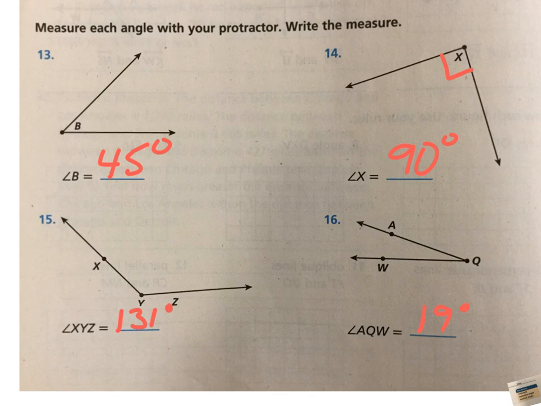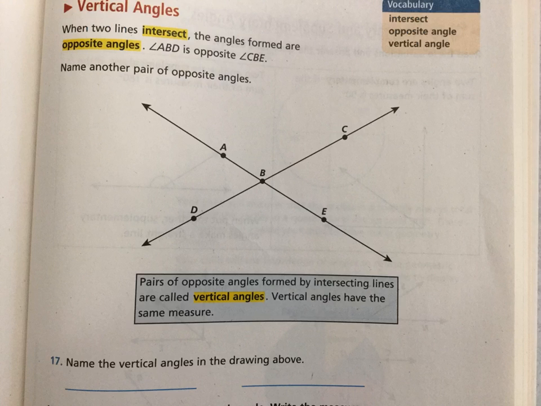But we're going to move on to learning about vertical angles. So turn to page 153. Okay, these two words here are virtually defining the same thing. Opposite angles are vertical angles. Okay, when you have two opposite angles, which means angles on the opposite side. So angle CBE, this angle here, is on the opposite side of the intersection as angle ABD.